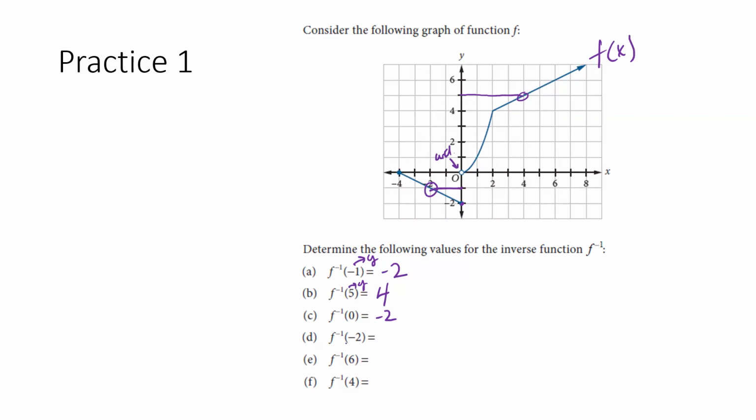Now we have f of -2. So again, you're going to go on the, wait, I went the wrong way.